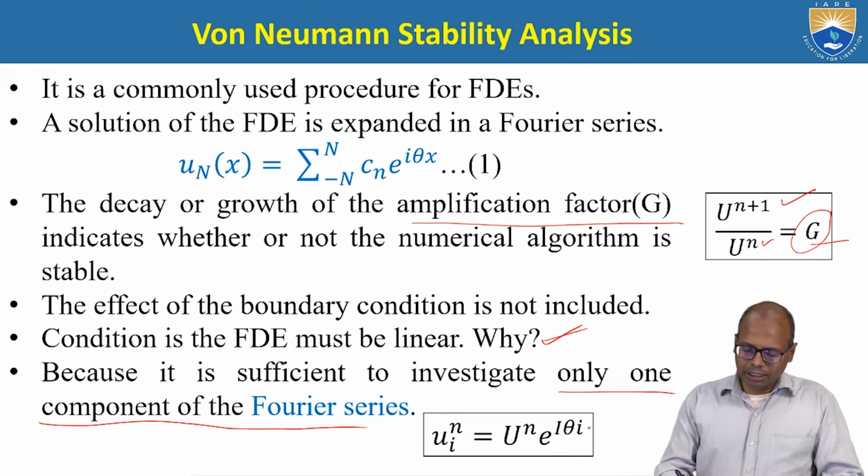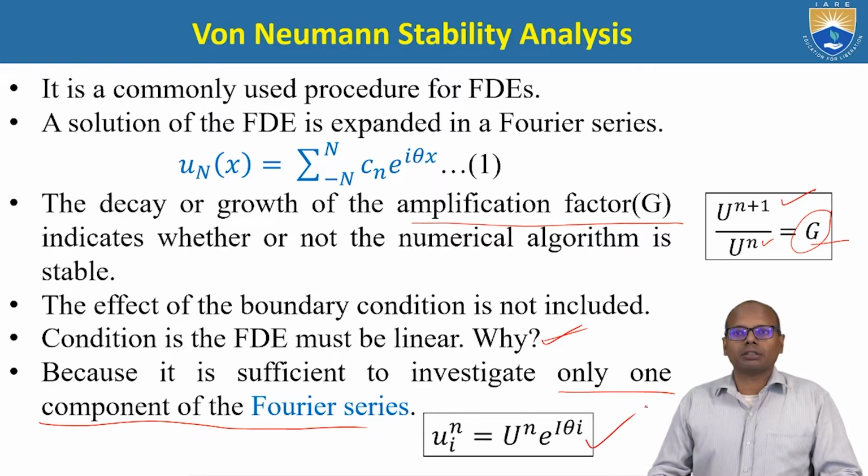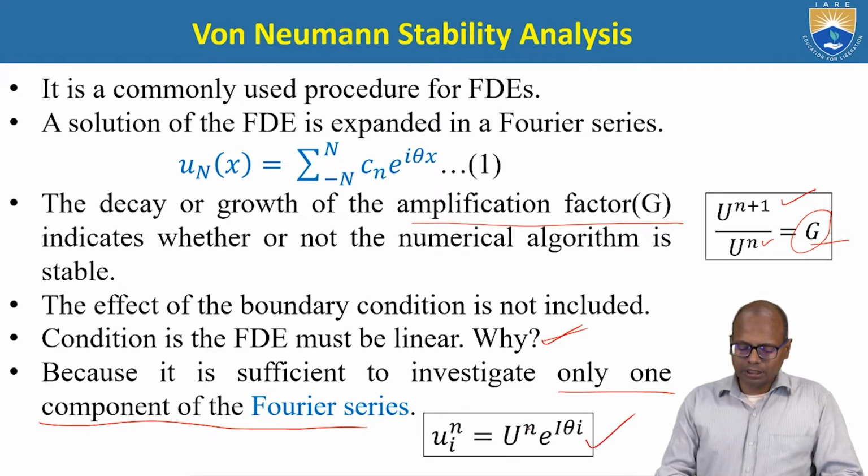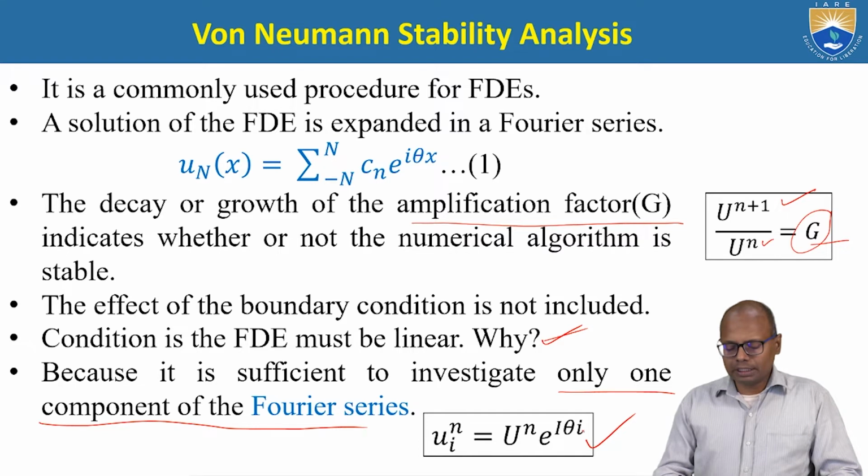This is one element of the Fourier series, u^n e^(iθ_i). This is the one element that we are going to investigate. This is the one element of the Fourier series which we are going to investigate in von Neumann stability analysis.